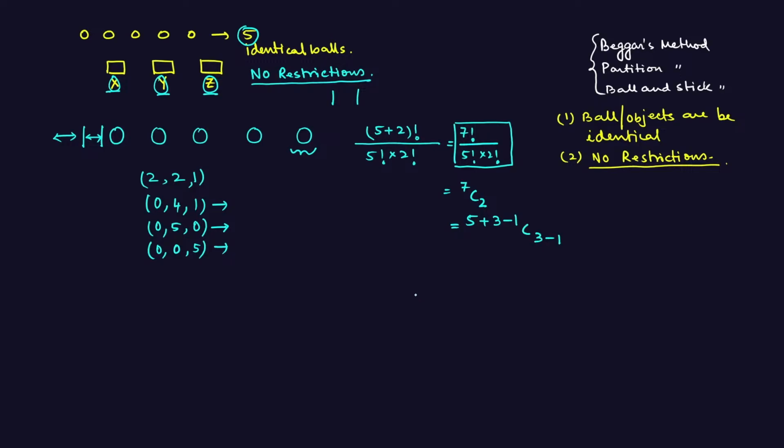Sir, why you have written in this way? I have a reason for that. You see, 3 minus 1 means it is the total number of separators. Am I correct? This is the total number of separators. And whatever is here, the same thing is here, right? Try to remember in this way. And this one is the total number of identical objects given to us.